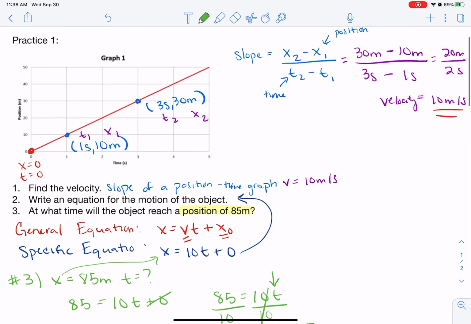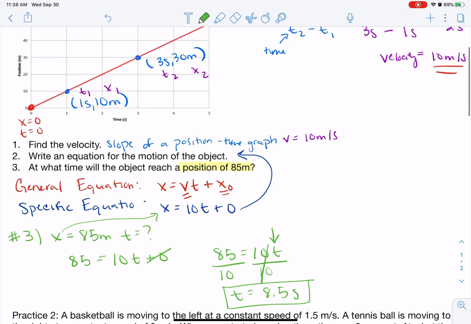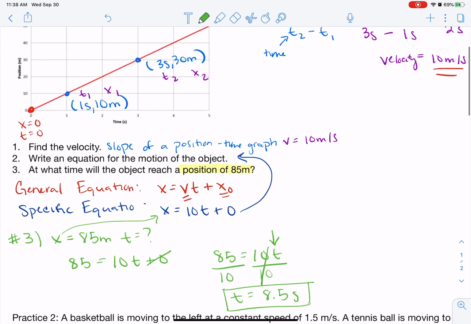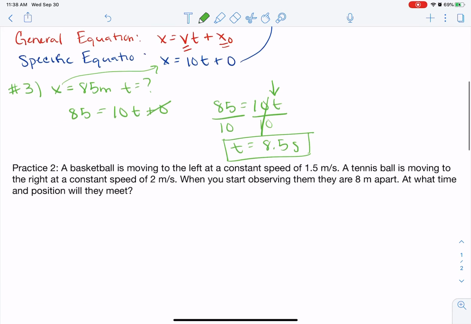So what we did was we looked at our graph, and we found the slope to find the velocity. Then we plugged into our general equation, replacing the velocity with the velocity we calculated and the starting position with the starting position from the graph. And that gave us a specific equation. Then for number 3, we plugged in the position we were given and solved for t into that specific equation. And that's how you would solve a problem involving a graph. Now let's solve a problem that doesn't involve a graph.